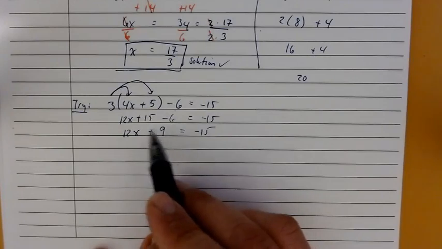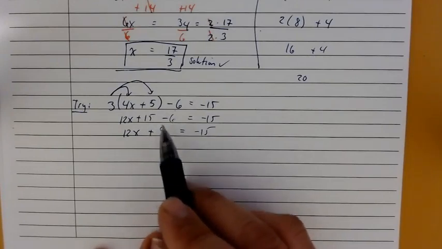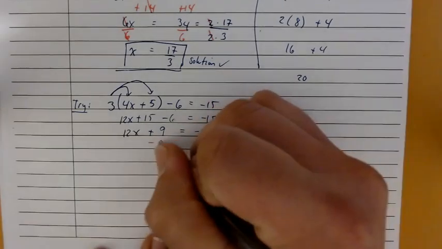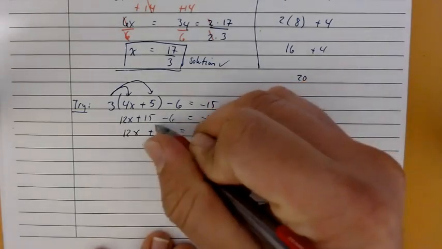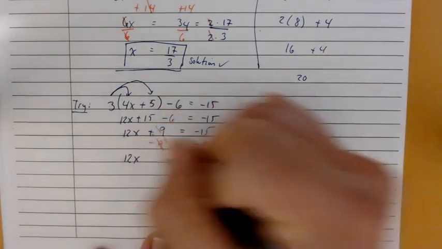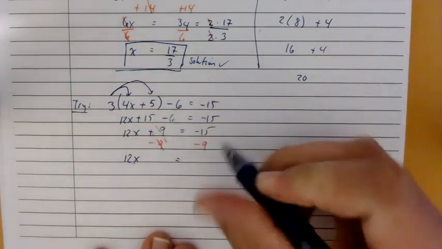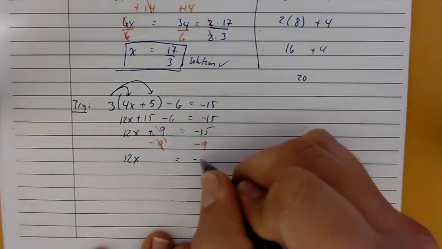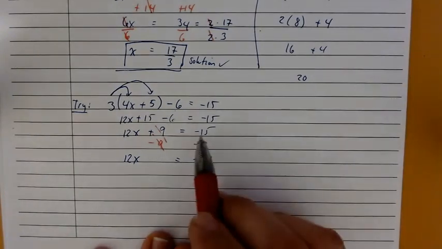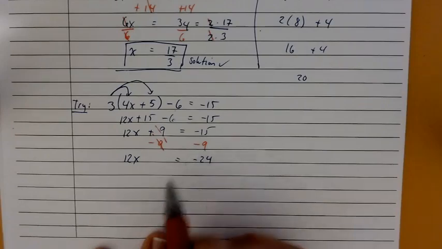And when we solve, we're going to take the order of operation backwards. We're first going to get rid of any addition or subtraction. Let's subtract 9 from both sides. This will give us 12x. This is now gone, and that's equal to negative 24. Negative 15 minus 9. Add the two numbers together to give us 24. And since they're both negative, you keep the negative there.